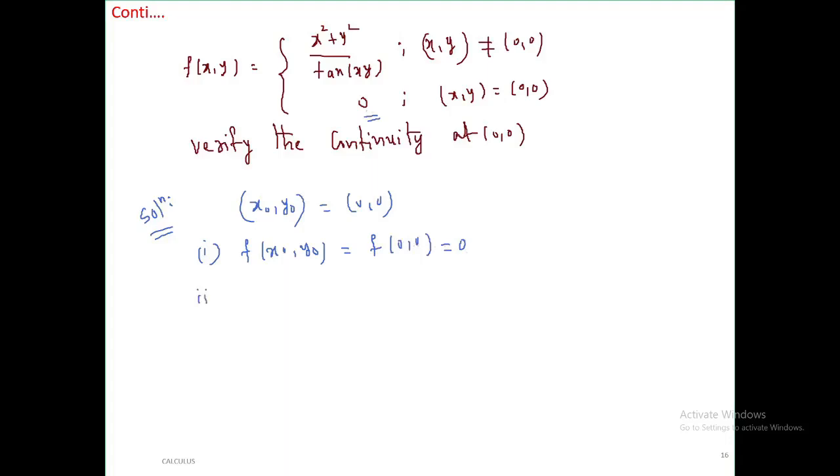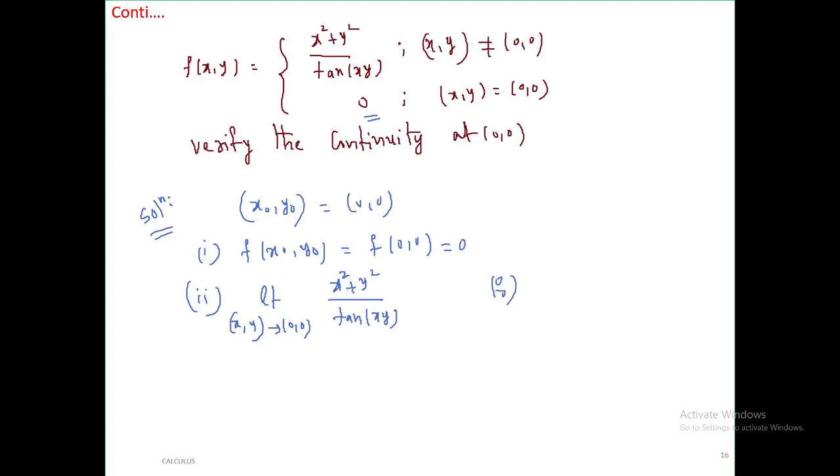And second, we are supposed to find the limit. So this is the main thing here. So limit as x comma y reaches the origin of the function, what is that? x square plus y square by tan xy. If you substitute directly x is 0, y is 0, you will get 0 by 0 form. So either you can simplify the function f of x comma y, or you can approach via path limits.